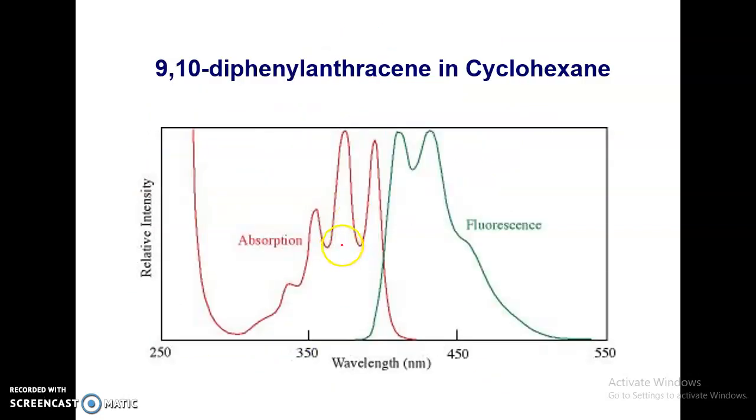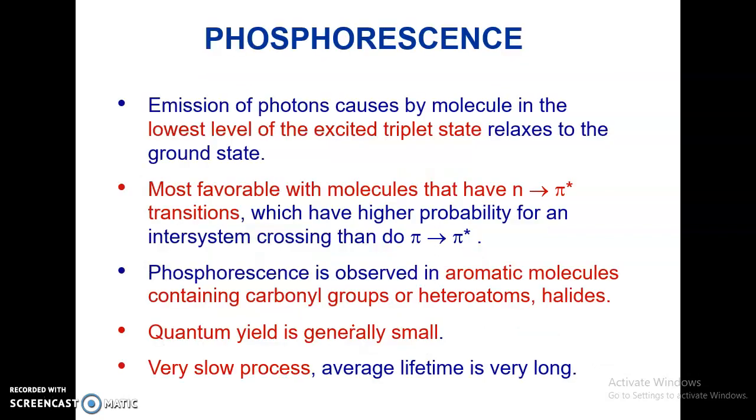So what does the spectrum of fluorescence look like? This is a recap. Absorption happens at a shorter wavelength as compared to fluorescence. This is lambda emission, and this is lambda excitation, or sometimes we call it absorption. This is diphenylanthracene in cyclohexane.